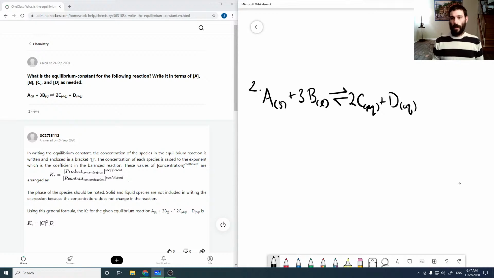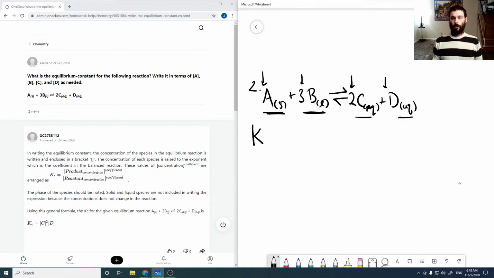So recall that our K is our products over our reactants, where each of the product concentrations are raised to their appropriate powers, and each of the reactants will be as well. The only thing to know is any solids or liquids won't be included in our K constant because their concentration doesn't really change. They're basically in excess in the reaction. So we're only really considering the aqueous parts.